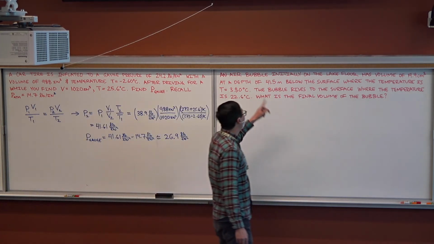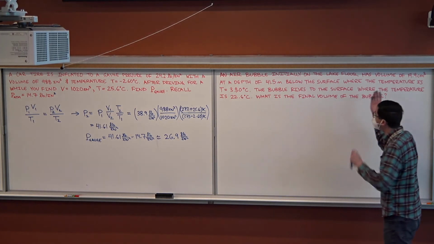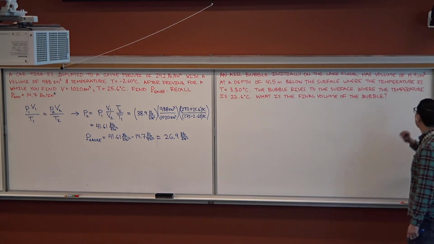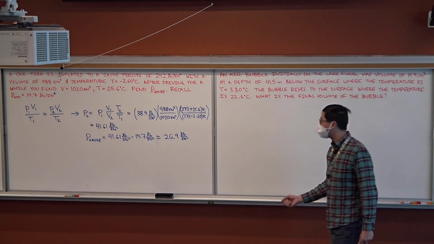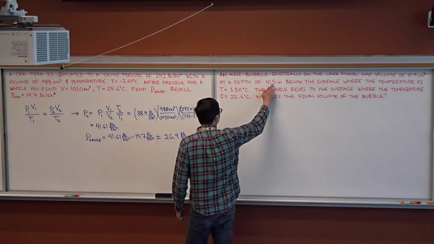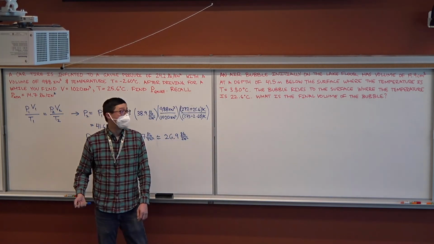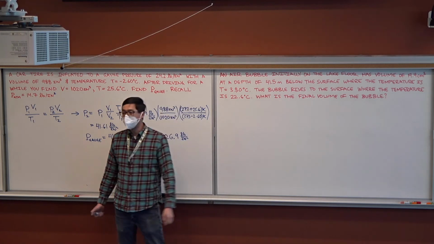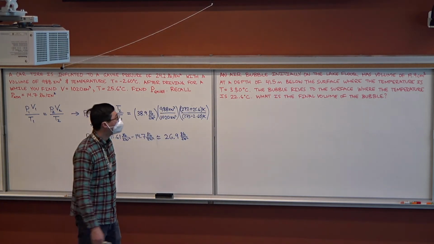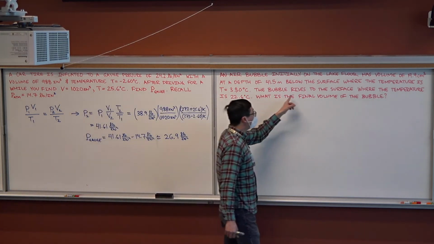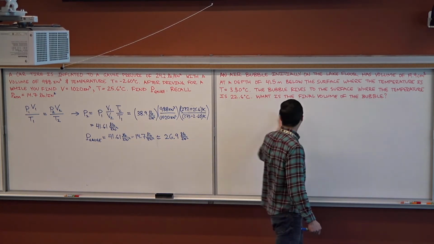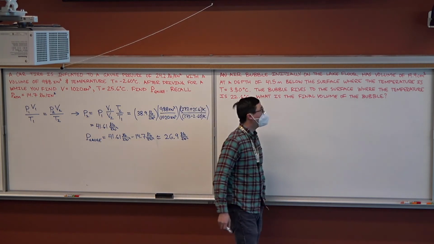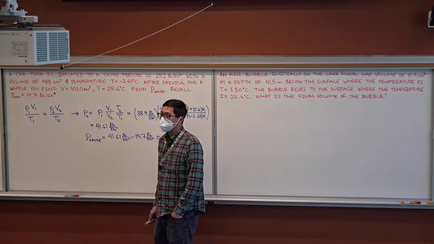Okay, so an air bubble initially sits on the floor of a lake. It has a volume of 19.4 cubic centimeters at the bottom of the lake. And the lake floor is 41.5 meters below the surface. The temperature at the lake floor is also 3.8 Celsius. The bubble then proceeds to rise to the surface where the temperature is 22.6 degrees Celsius. We want to know what is the final volume of the bubble.